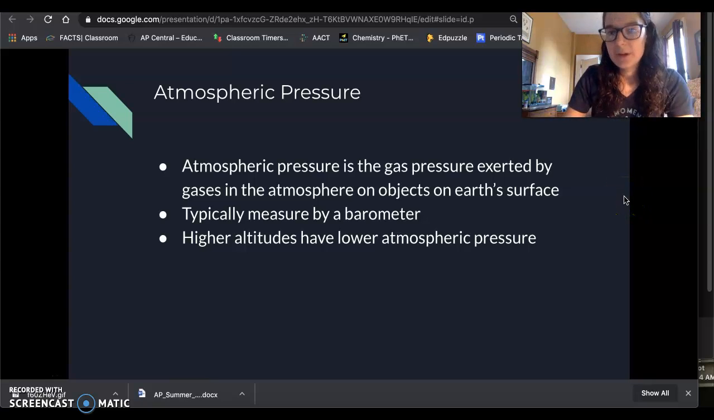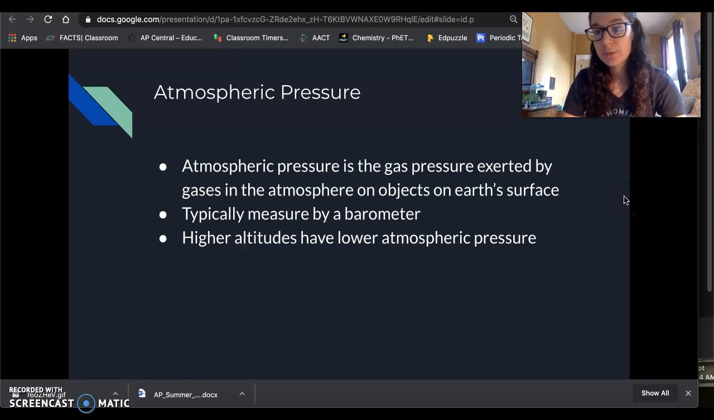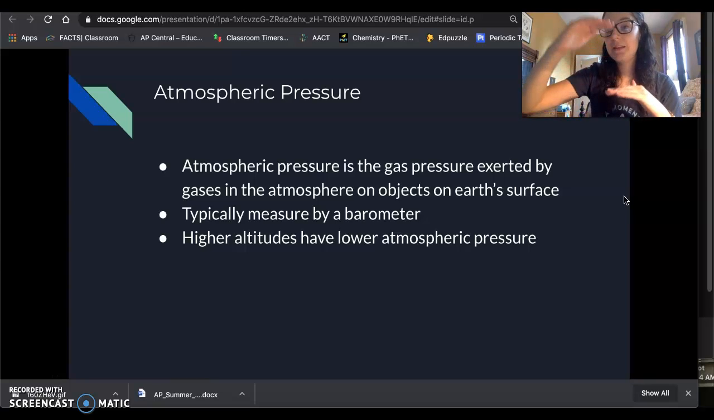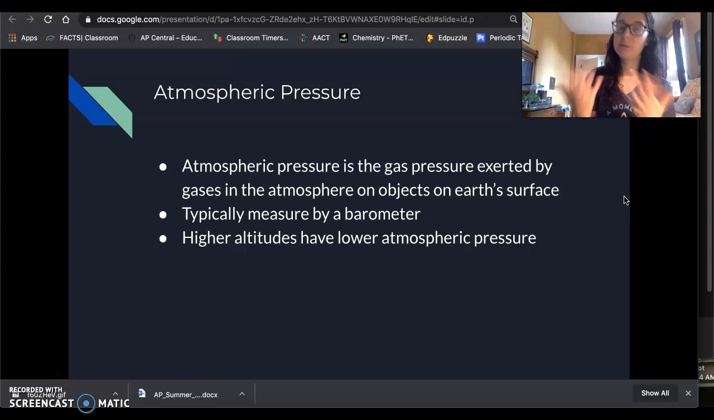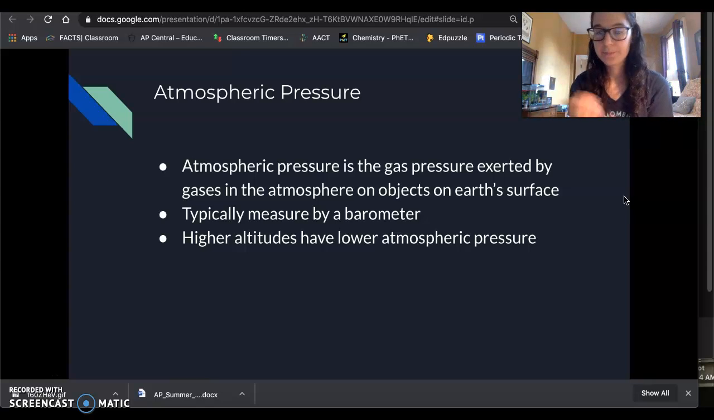There's also atmospheric pressure. So typically gas pressure, we're referring to the pressure exerted in a sample of gas. Atmospheric pressure would be the pressure of the gases in the atmosphere on the surface of the Earth. So typically we measure this by a barometer, which again, early on, was basically like a bowl of mercury with a tube coming up. As you increase the pressure on the surface of the mercury in that bowl, you would increase the level of mercury in that tube, and that's how they would measure pressure.